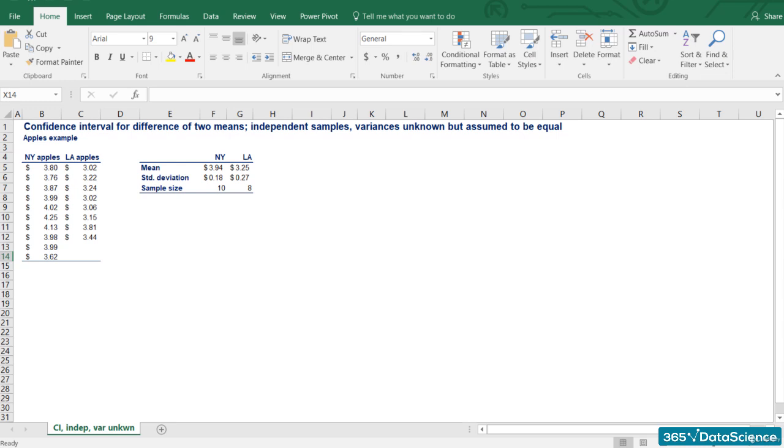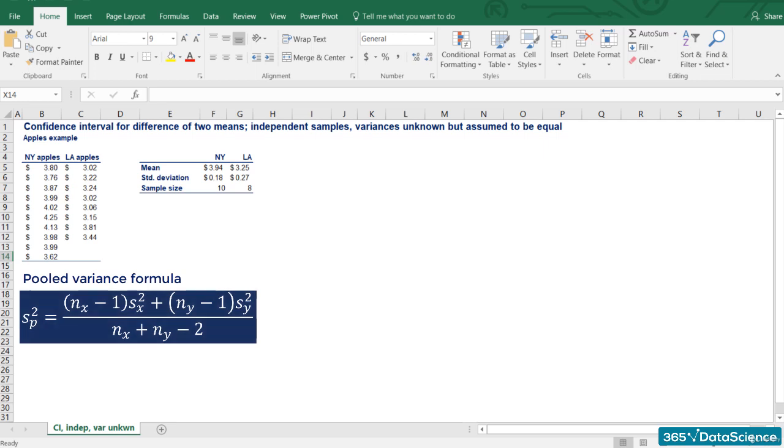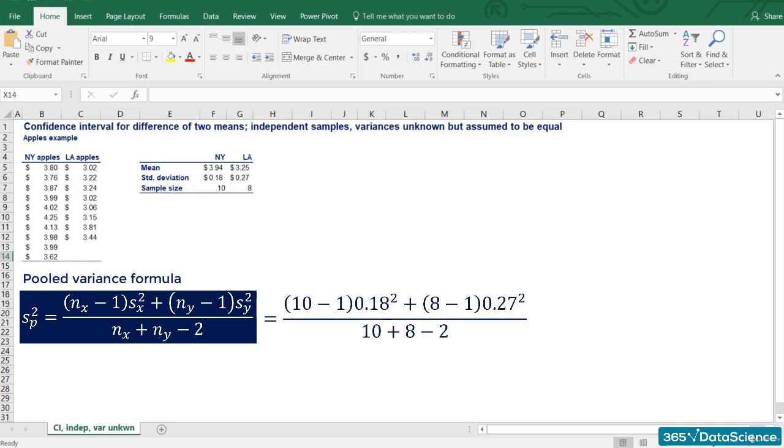What should we do now? Well, we assume that the population variances are equal, so we have to estimate them. The unbiased estimator in this case is called the pooled sample variance, and we could use the following formula to calculate it. As you can see, it is based solely on the sample sizes and the sample standard deviations of the two datasets. We quickly plug in the numbers and get a pooled sample variance of 0.05 and a pooled standard deviation of 22 cents.